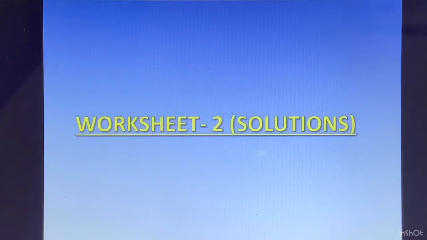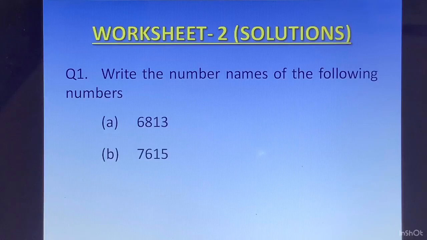Let us do the solutions of worksheet 2. Worksheet 2 I had shared in my previous video. Question number 1 was write the number names of the following numbers.